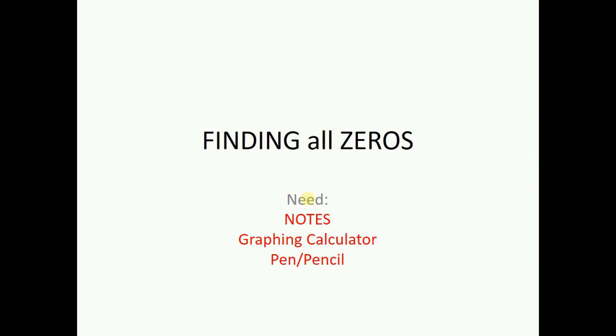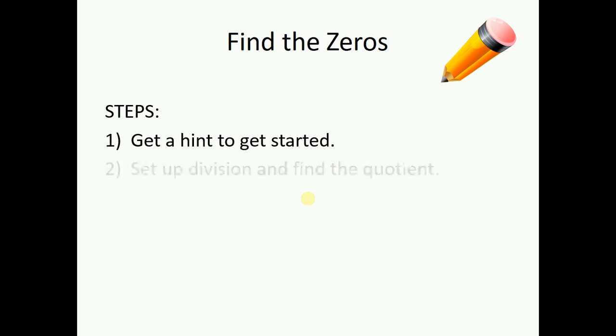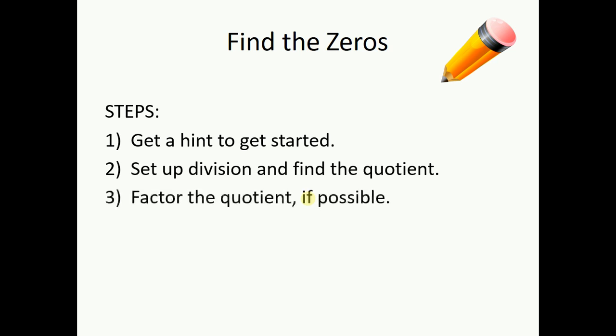So today we're going to do the last lesson on synthetic division, or finding all of our zeros. So what are we going to be doing during this method? Well, here are your steps. First, we're going to get a hint to get started. So we're going to use our graphing calculator or Desmos to be able to find our x-intercepts. We're going to set up synthetic division and find the quotient. Then we're going to factor the quotient if possible. Sometimes you're going to have to use solve by square root or the quadratic formula. And then we're going to find and list all of our solutions.